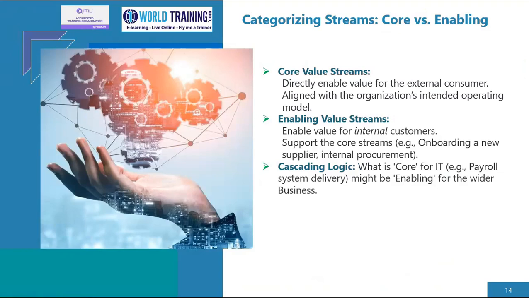Core versus enabling value streams. 2 types. Core value streams directly enable value for the external customer and align with the organization's intended operating model. These are the customer-facing work. Enabling value streams enable value for internal customers and support the core streams. Think supplier onboarding, internal procurement, etc.